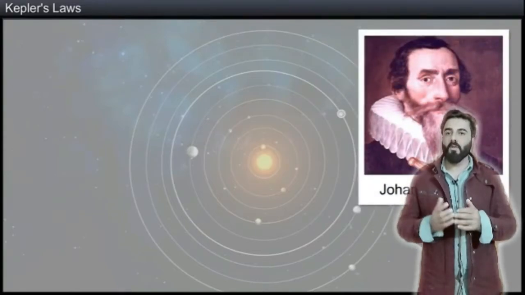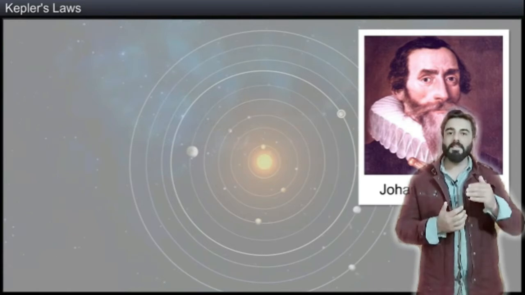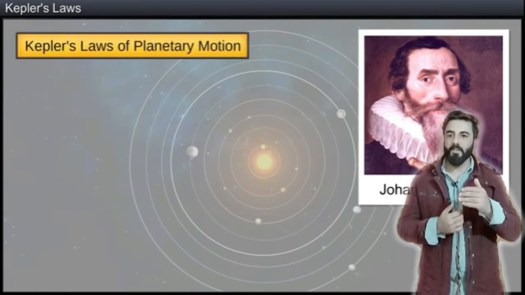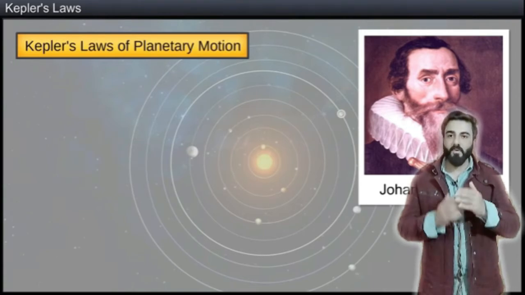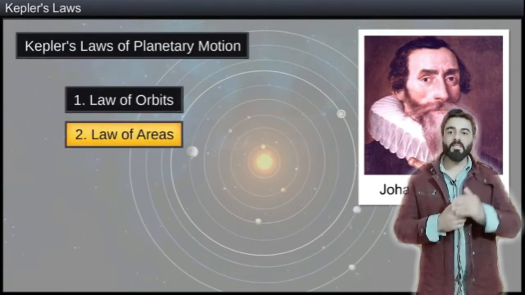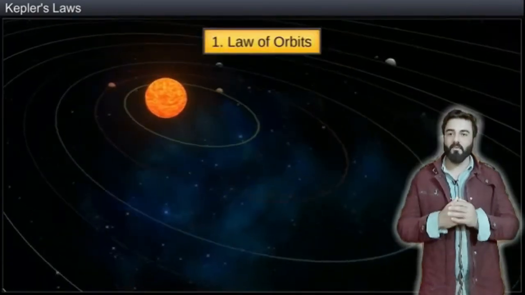It was Johannes Kepler who carried out the analysis of the whole astronomical data on the basis of Copernicus' theory, and he formulated three laws of planetary motion. The first law is known as the law of orbit, the second law is known as the law of areas, and the third law is known as the law of periods. Now we will discuss these laws one by one.